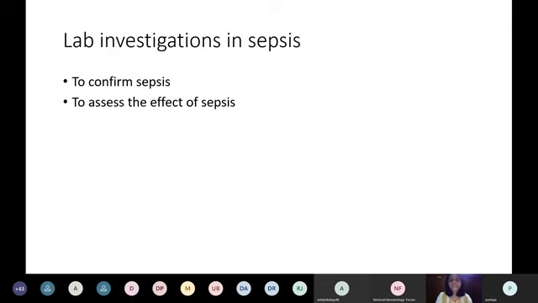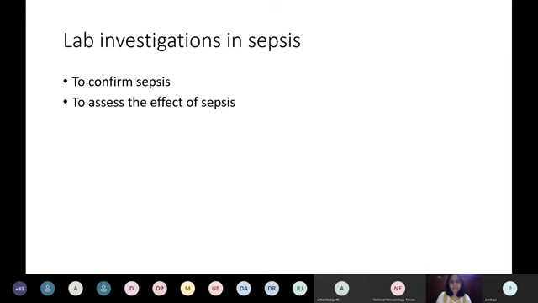So when we do lab investigation, we'll have 2 objectives. One is to confirm sepsis. The other one is to assess the effect of sepsis on the baby. So confirmation of sepsis would aim at finding the pathogen itself, either the virus, bacteria, or the fungus in the baby's body, or the baby's reaction to these pathogens. So that would all come under confirming sepsis. There would be one group of tests which I'll be first discussing, which we commonly do, that is to confirm the sepsis or to assess the prognosis.